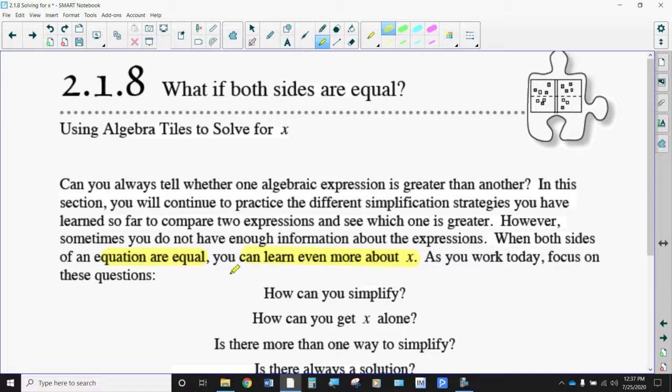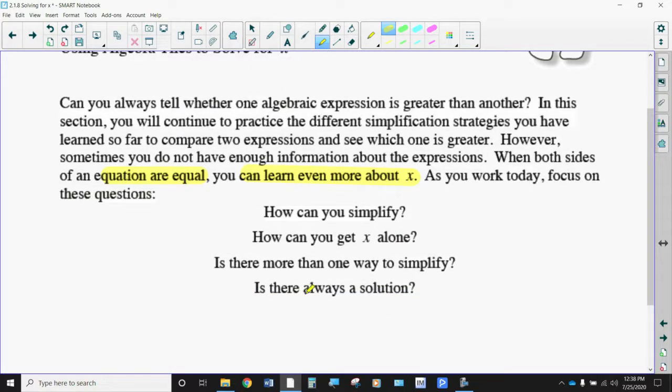As you work today, focus on these questions. How can you simplify the expressions within the equation? What will it take to get x all by itself? And is there more than one way that you can do this? And in some situations, is there always going to be a solution? That's kind of an interesting question to ask.